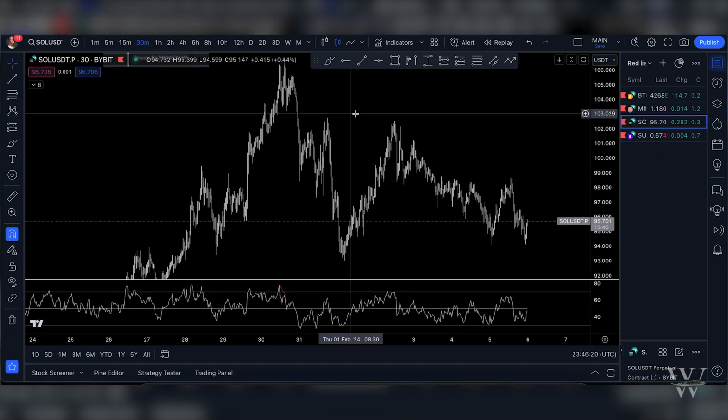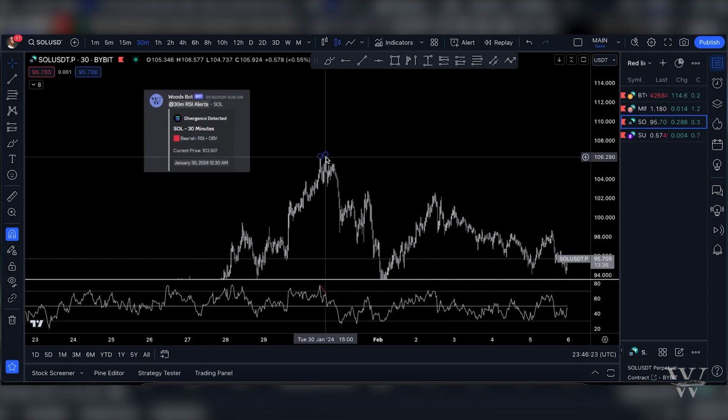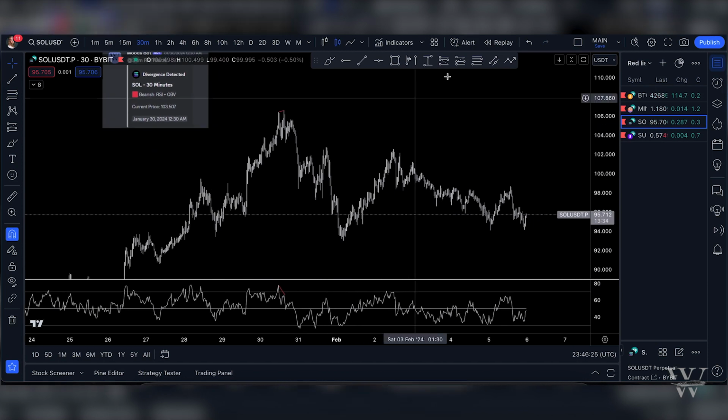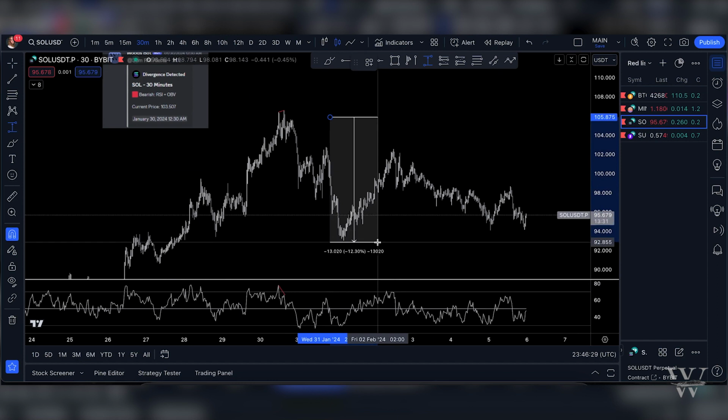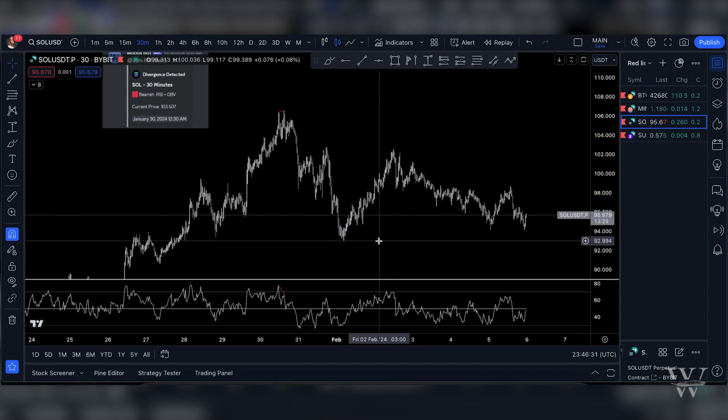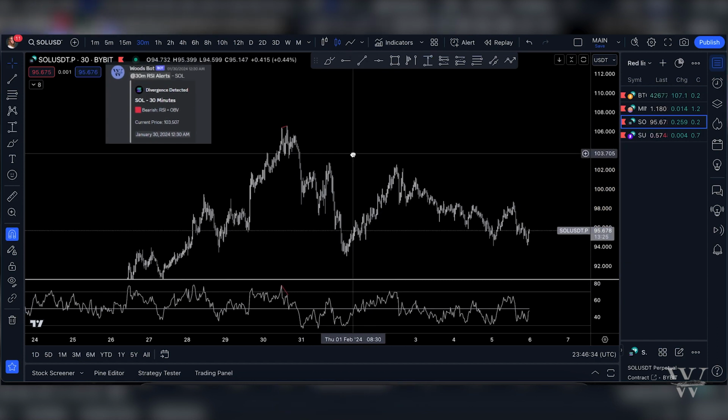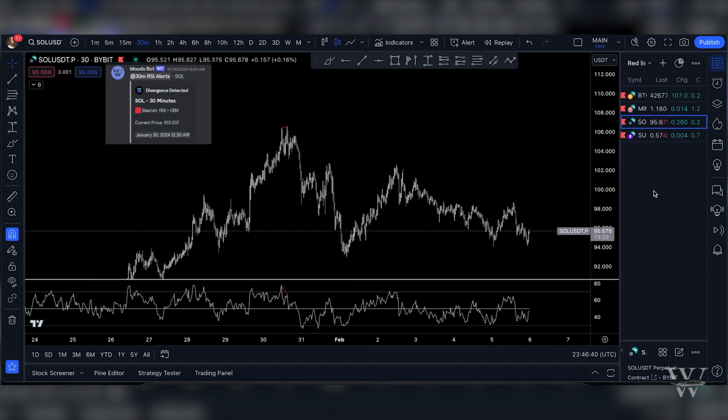You have Sol. Again, you have a nice bearish div up here on the 30-minute time frame. This one here played out for just over 10-12% for you. So those are some 30-minute divs that you could have played from the Discord. Now I'm also going to show you some 4-hour divs that also played out.